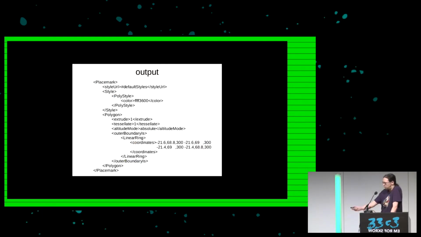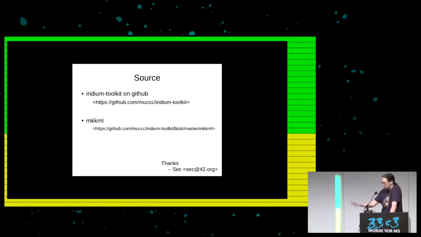And I mean, the output format looks like this. Basically, it's also very, very short. For 1 square, it's this amount of XML. So you get like 100 megabytes of KML file, which, by the way, makes Google Earth really, really slow. And the source for it is part of the Iridium toolkit. The script is called MIG-KML, really creative name, and you can have it on GitHub. And that's basically everything.